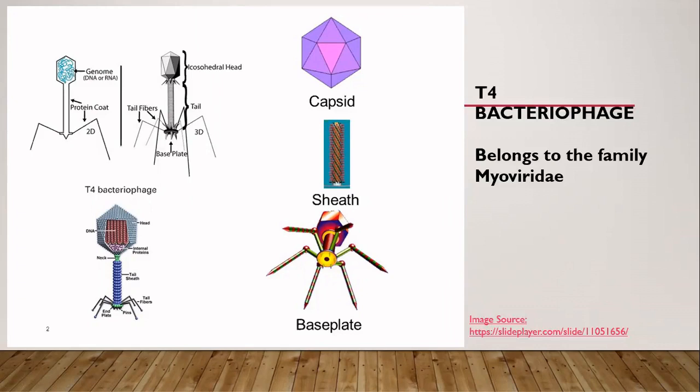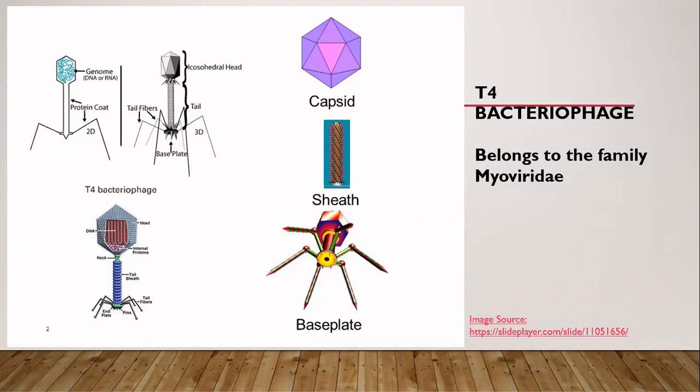And between the head and tail is the collar. Now this collar is a connector. It connects the head with the tail, and it also has fibers that are made of protein, and these are called whiskers. They help to hold the tail.